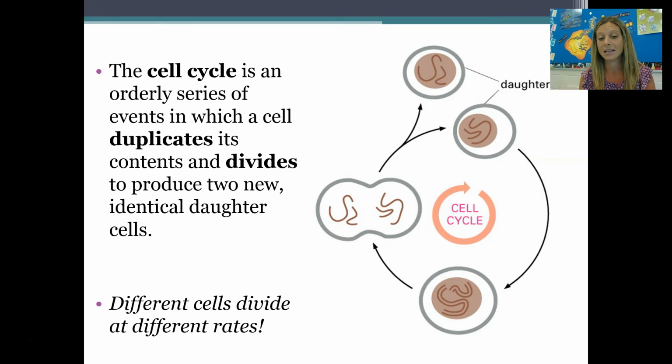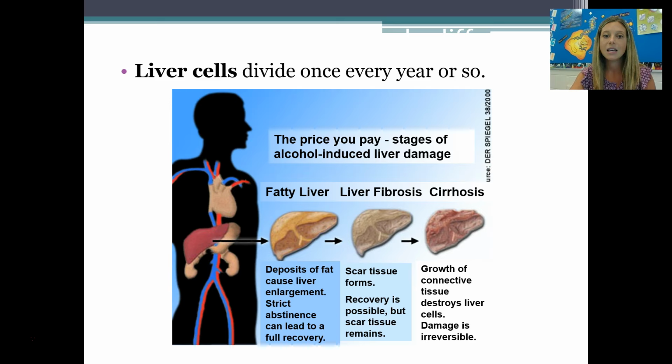Now here's the thing, cells actually divide at different rates, which becomes a problem with things like liver cells. Liver cells divide only every year, every couple of years. They have a very, very long cell cycle. So this is why doing damage to your liver is such a problem.